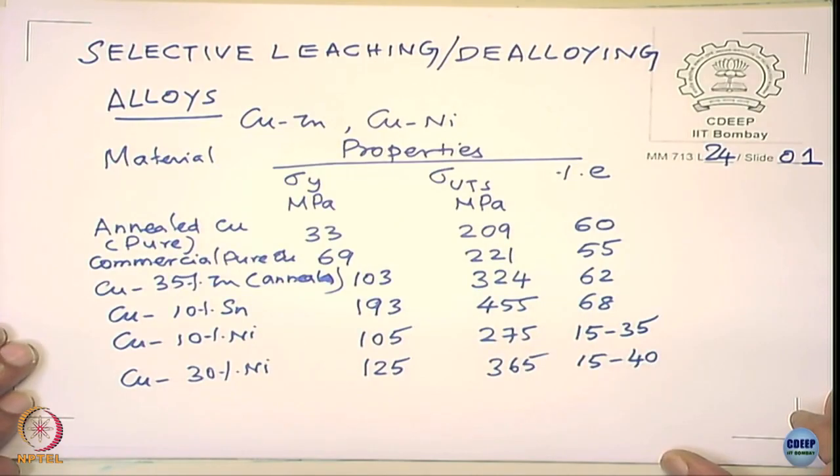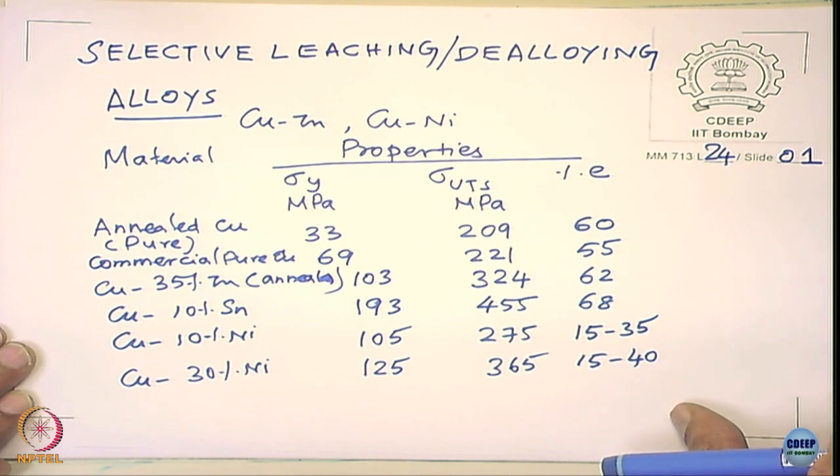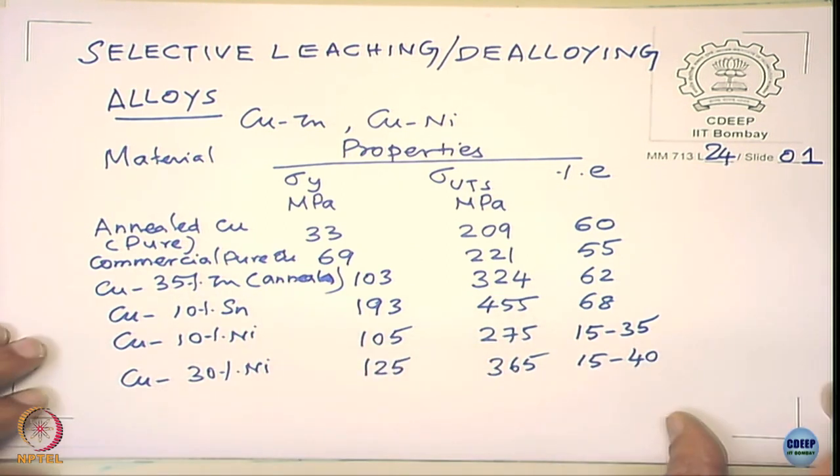But even then, the electrochemical property of copper is different from that of zinc in the case of brass, and in the case of copper nickel alloy, nickel is different from that of copper. So, you are able to see different electrochemical properties. And so, you expect at atomic level, different corrosion behavior with respect to the two different alloying elements. So, that is why we talk about selective leaching, or dealloying. Now, to just give an example, how the system can become complicated.